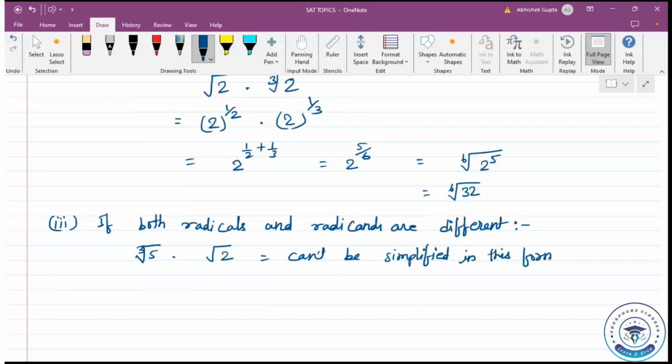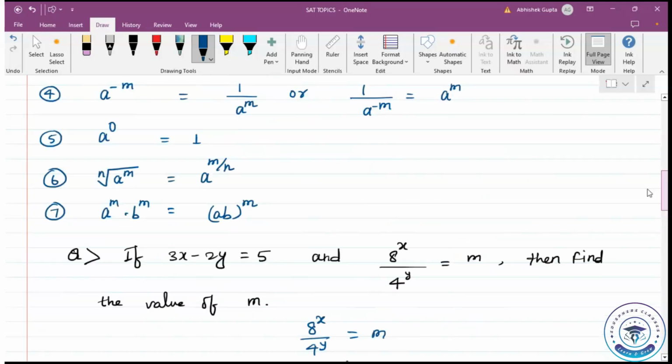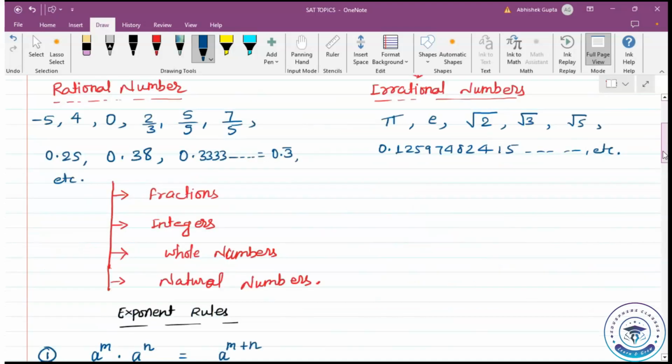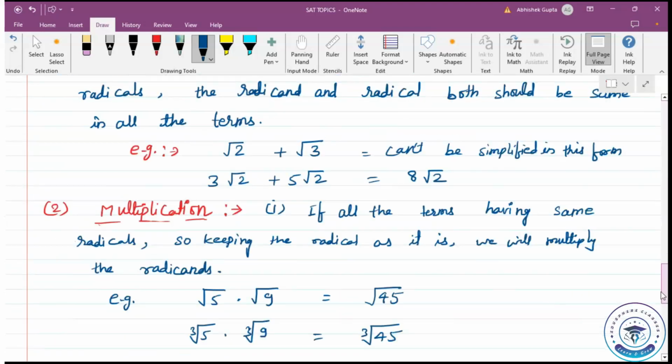So this is the content we have to learn in this topic, that is real numbers, exponents and radicals. That's all for today. We will meet again in the next session with a different topic for SAT only.